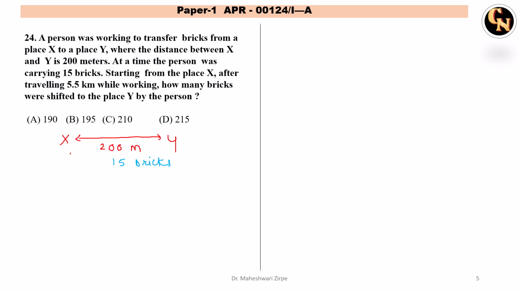Starting from place x, after traveling 5.5 kilometers while working, how many bricks will the person shift to place y? So we have to calculate this if he is traveling 5.5 kilometers, and whatever they have given is in meters. So we first have to convert 5.5 kilometers into meters. At a time he is traveling 200 meters, and he is carrying only 15 bricks. Now, 5.5 kilometers is the total he has to travel.